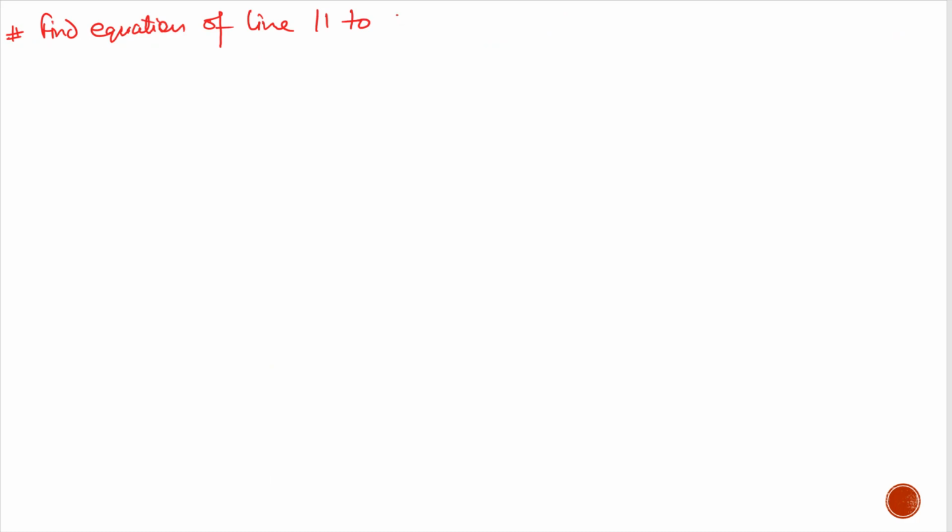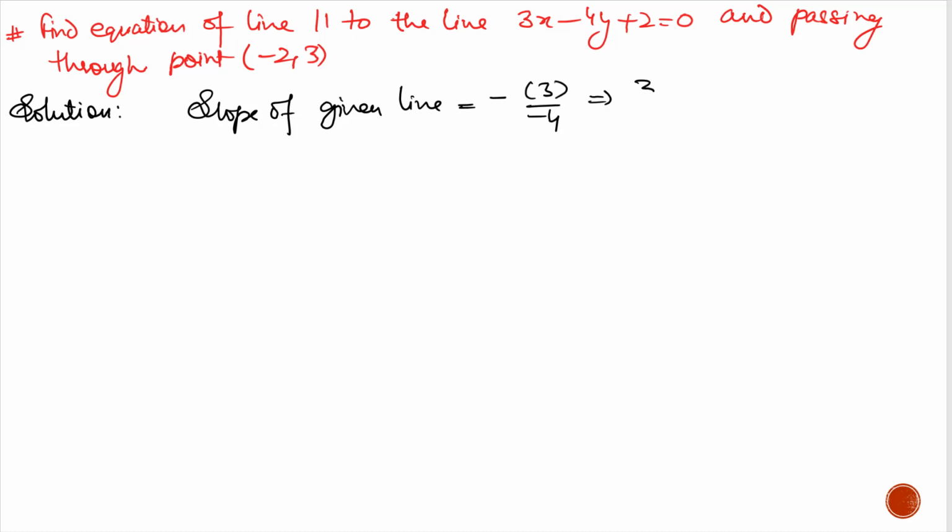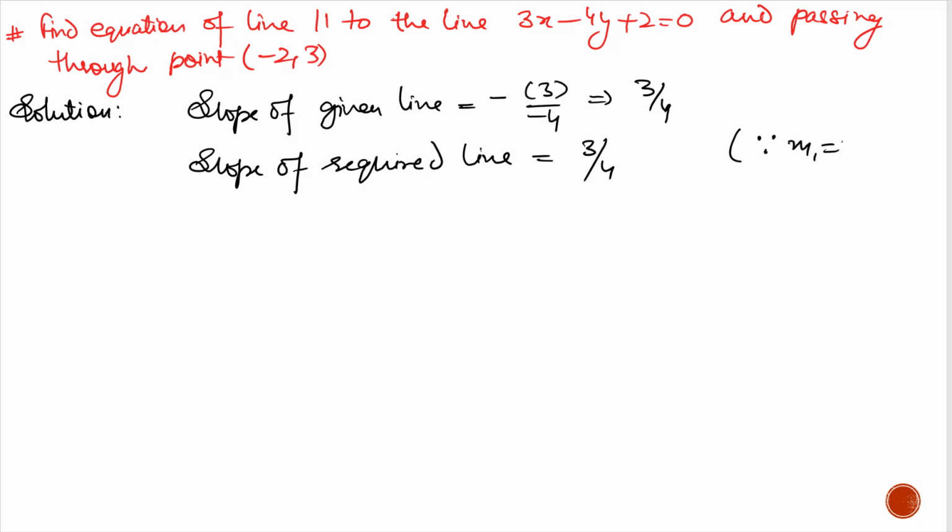Last example. Find the equation of the line parallel to the given line 3x minus 4y plus 2 equals 0 and passing through the point (minus 2, 3). To find an equation, we need a point and a slope. The slope of the given line is minus coefficient of x upon coefficient of y, which is minus 3 by minus 4, which equals 3 by 4. The required line is parallel to the given line, so m1 equals m2. So the slope is 3 by 4.